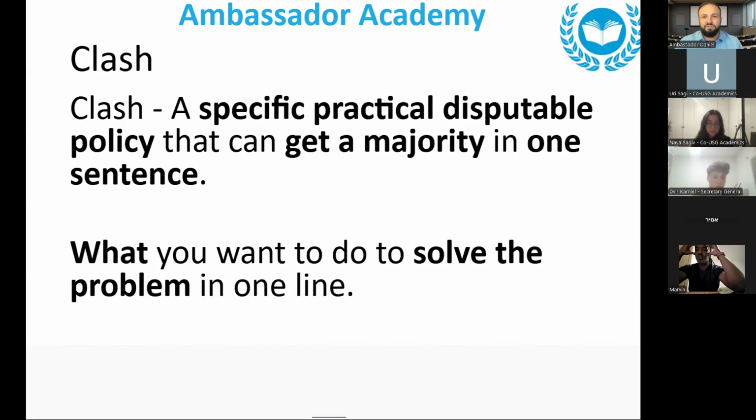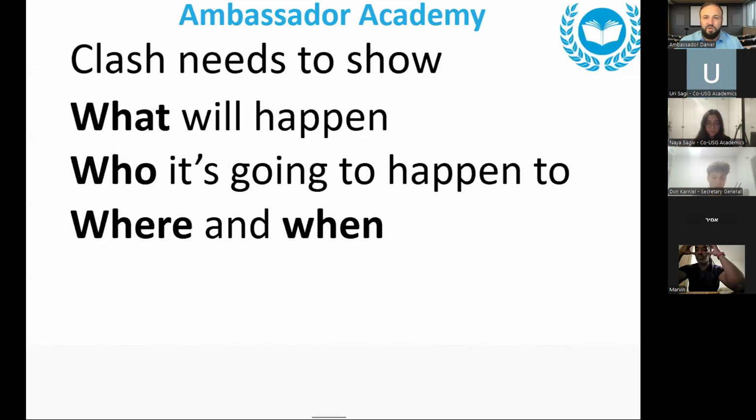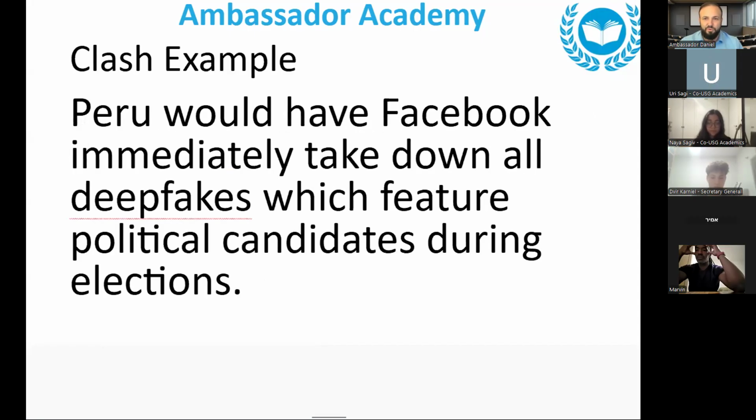So the clash needs to show what will happen, who it's going to happen to, when and where. So Peru would have Facebook immediately take down all the deep fakes which feature political candidates during elections. Okay? So this is an example of a clash. Peru would have Facebook take down all deep fakes which feature political candidates during elections.